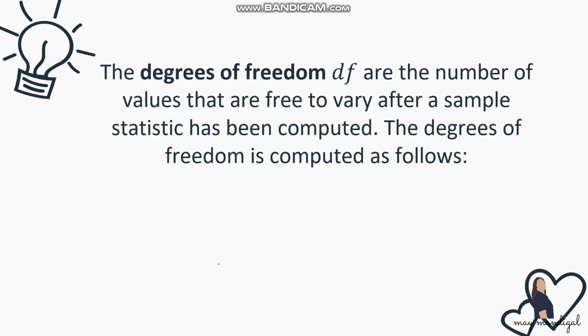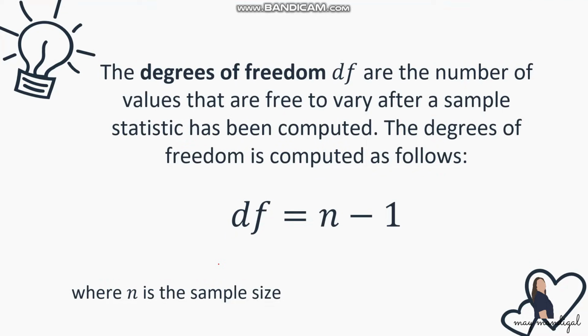Now, in our t-distribution, we are using degrees of freedom. The degrees of freedom, or DF, are the number of values that are free to vary after a sample statistic has been computed. We have to identify the degrees of freedom first before we can use the table that I showed you a while ago, because as you can see in the table, we have a specific column for the degrees of freedom. So how are we going to identify the degrees of freedom? All you have to do is subtract 1 from n, or it's just n minus 1, where n is the sample size. This is how we compute the degrees of freedom.